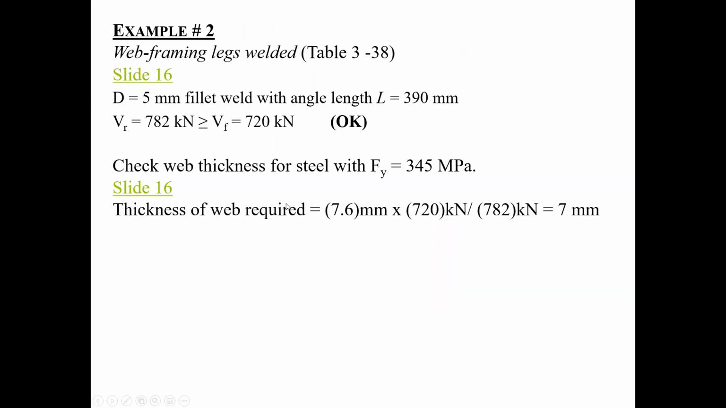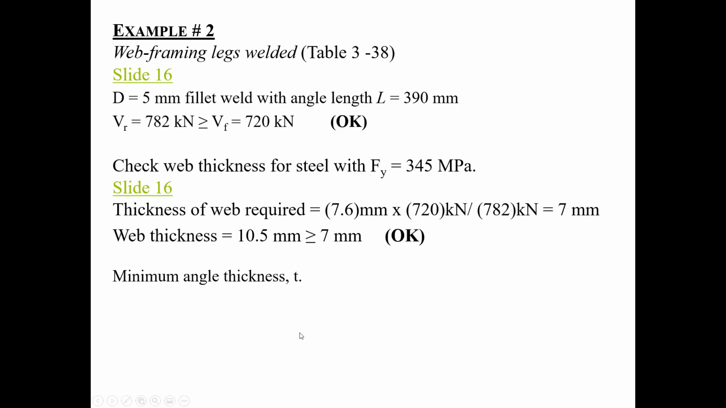Okay, so therefore I have 7.6, and of course this is what I need. For this thickness I can go down to 7mm, and of course we know that we have 10.5, so we have no problem. Our web thickness would be adequate in order for that weld to produce the resistance that I found on the table.